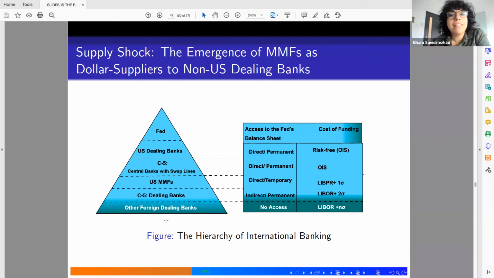For other foreign dealing banks, the dealing banks that do not belong to the C5, to these major countries, the fact that the US banks are exiting the market implies that the cost of access to liquidity is going to increase dramatically, and an increase in the cost implies that they are going to charge higher spreads.